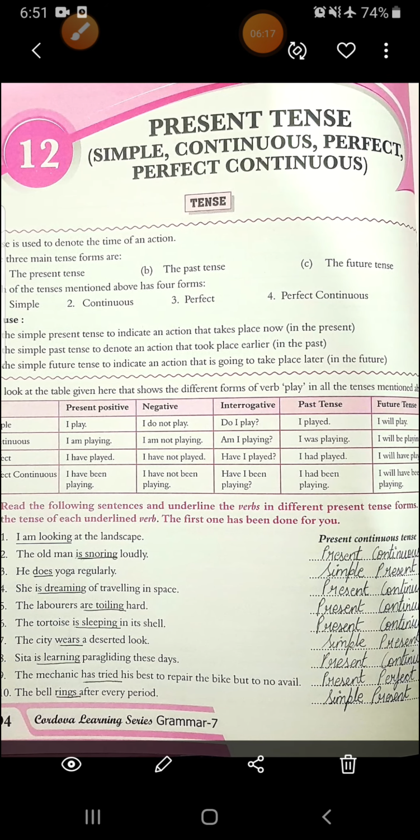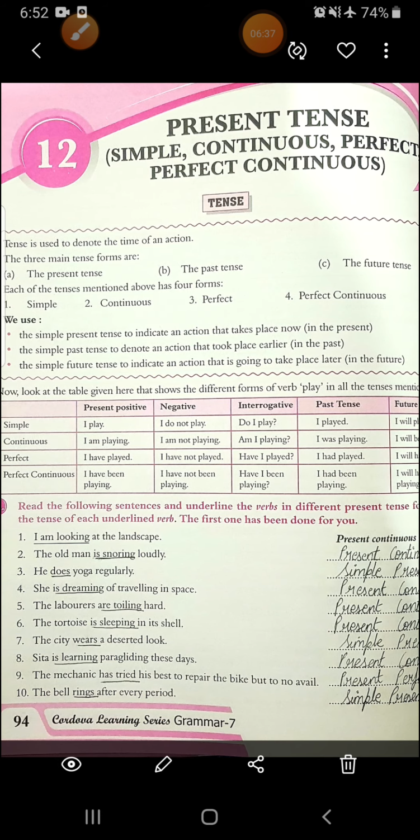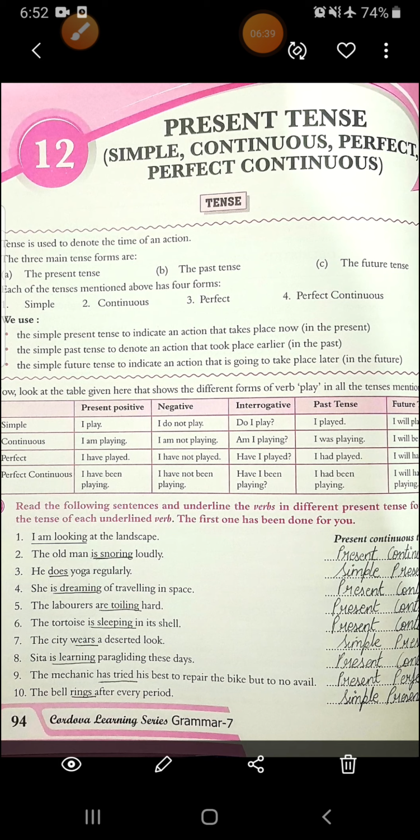Then see the third, he does yoga regularly. Does is the simple present tense. Fourth, she is dreaming of traveling in space. Is dreaming is your present continuous tense. Then see the fifth one, the laborers are toiling hard. Are toiling, again it is present continuous. Then see the sixth one, the tortoise is sleeping in its shell. Is sleeping is your verb, and again it is in present continuous tense.